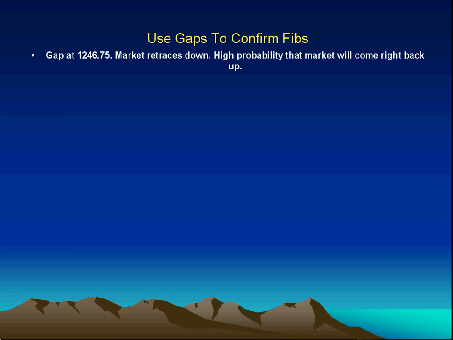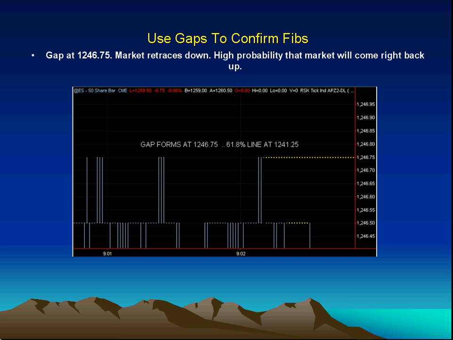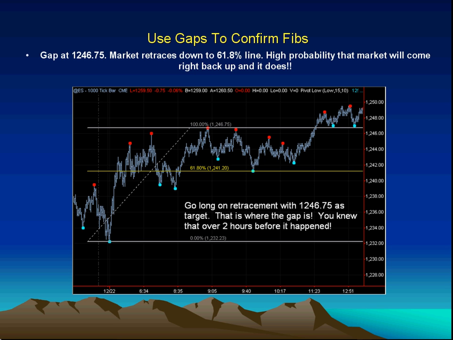Here's another example. Market has moved up, begins to move down, leaves a gap at 1246.75. Now, in reality, the market moves down and ricochets off a 61.8% retracement line. The golden ratio is hit, market flutters for a bit, and then begins to move back up.